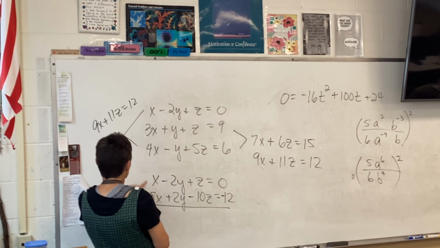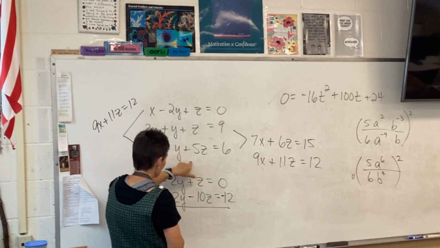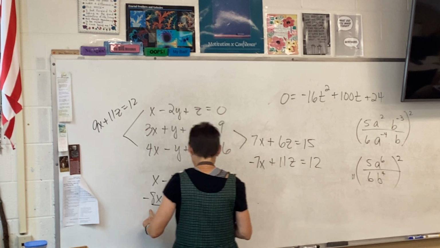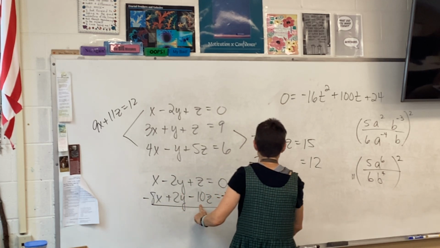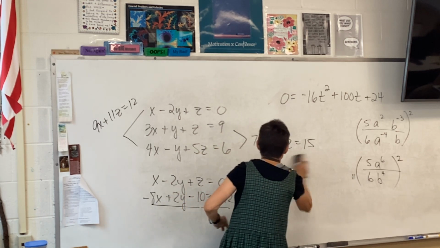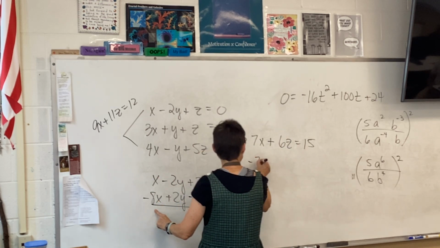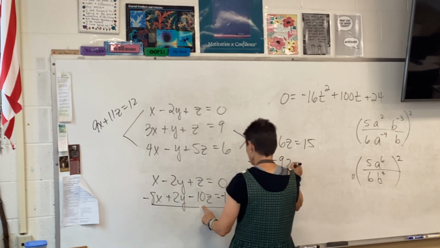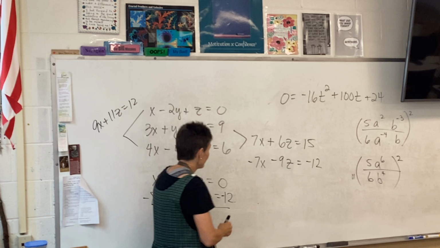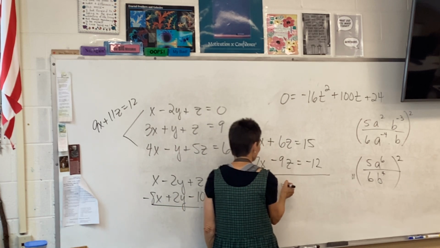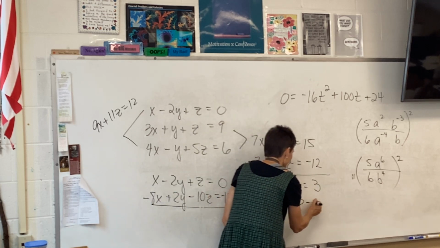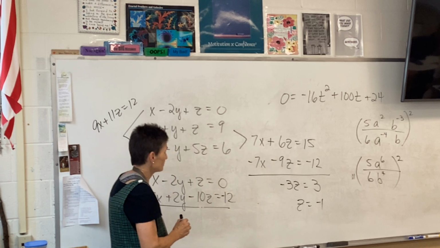Yep, one of those days. So negative 2, negative 2, negative 2, negative 2. Okay, so now I've got negative 7x and negative 9z. Wait, negative 7x? Oh, I'm looking at the wrong equation. Yeah, negative 7x, negative 9z equals negative 12, is that right? Well, that's not too good to be true. Because now I have negative 3z equal to 3, which means z is negative 1.